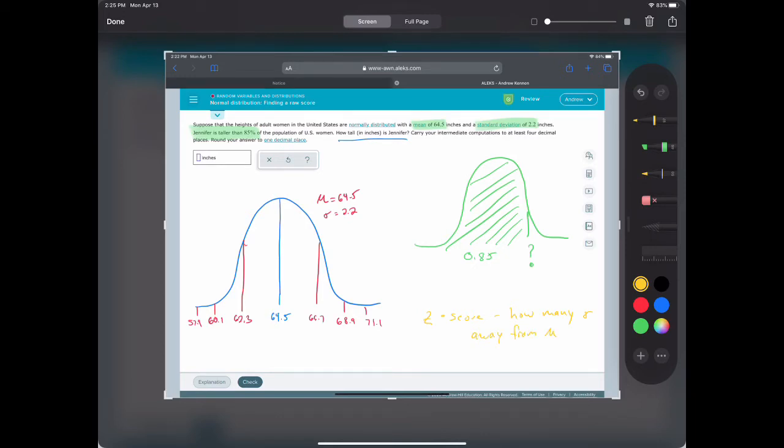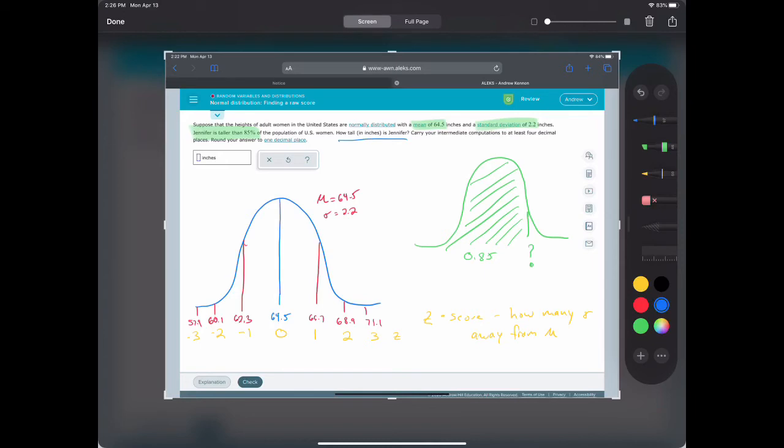Right here, your z-score is 0 because you are 0 standard deviations away from the mean. Here we added the standard deviation once, then again, then again. These are my z-scores. Here we subtracted it once, again, and then again. Those are my z-scores. So what we need to do is figure out what z-score goes along with 85%, and then we can plug that z-score into our formula to figure out Jennifer's height.